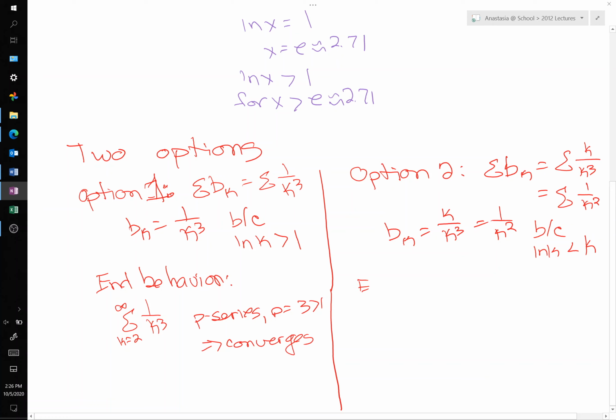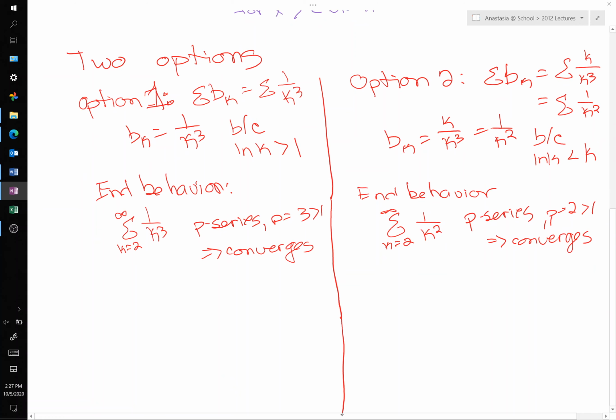The end behavior for our second option, where we're talking about the series from k equals 2 to infinity of 1 over k squared, so this is the simplified version. This is also a p-series. In this case, p is equal to 2. It's still larger than 1, which means that this comparison series converges also. So that's step 1. Then step 2 is to establish the correct inequality.